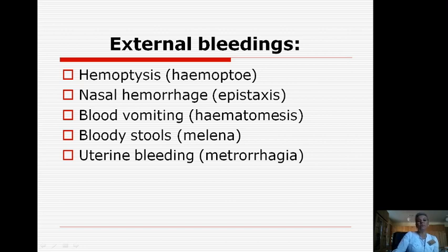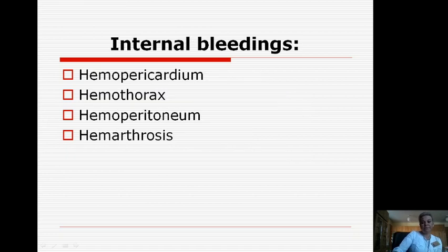Which examples of external bleedings? Hemoptysis, hemoptoe from the lungs. Nasal hemorrhages, epistaxis. Blood vomiting, hematemesis. Bloody stools, melena. Uterine bleeding, metrorrhagia. Which examples of internal bleeding?